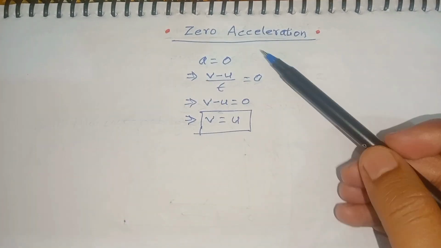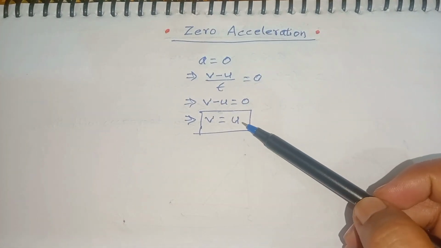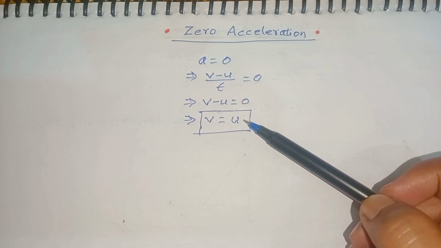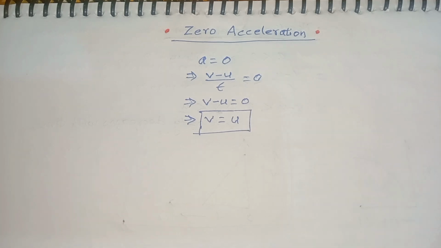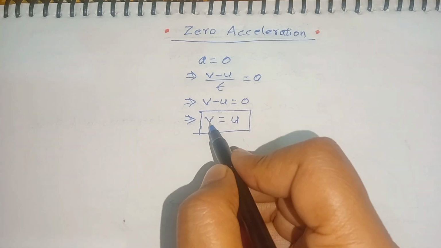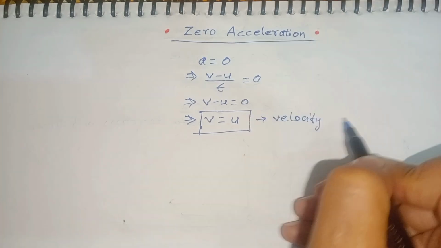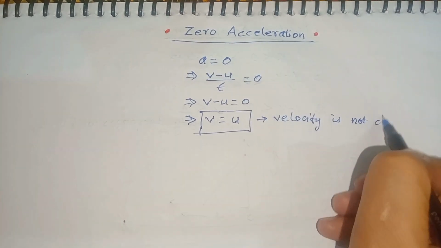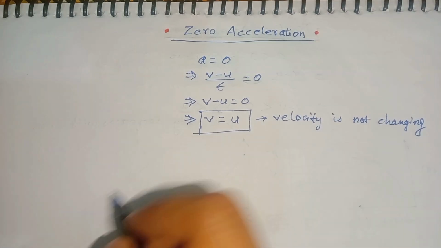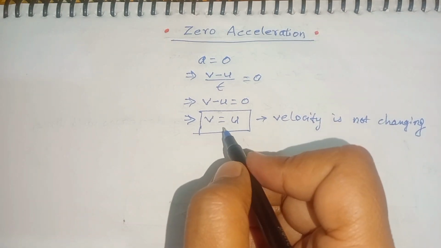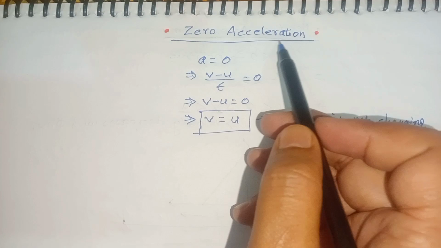If acceleration is zero, it means v equals u. What does it mean, v equals u? How do we interpret this? It means that velocity does not change. If the final velocity is equal to the initial velocity, it means velocity is not changing. It means constant velocity. When the velocity is constant, it means it is zero acceleration.